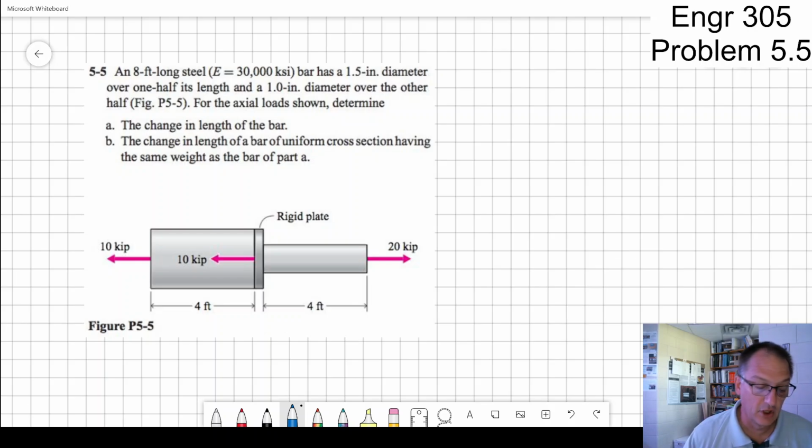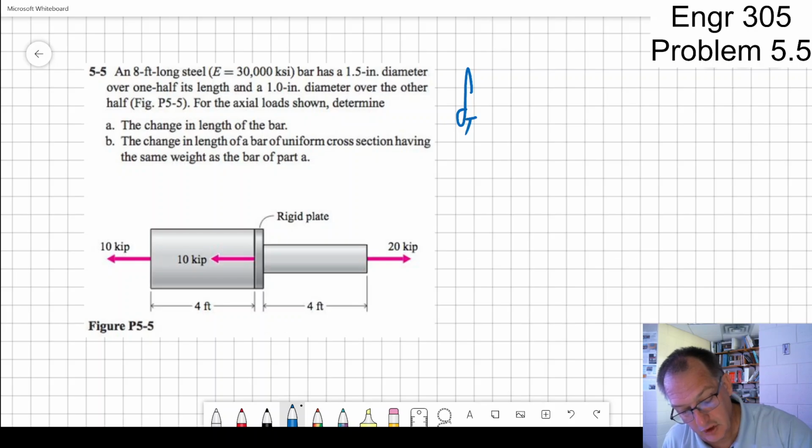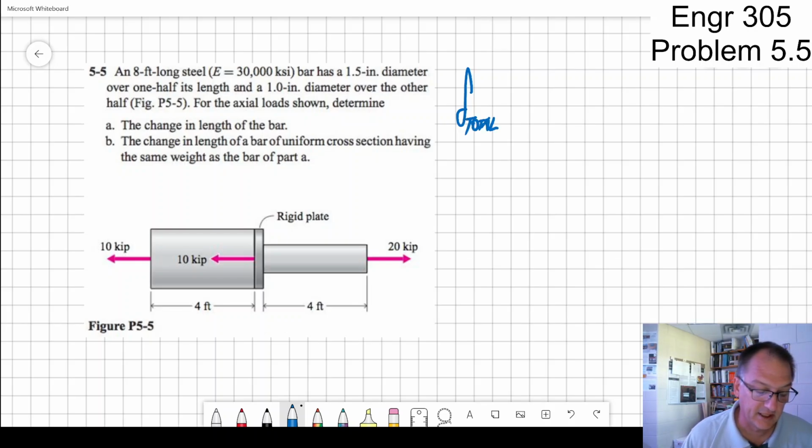For the axial loads shown, determine the change in length of the bar, so we're going to find delta total, and then find the change in length of a bar if it has a uniform cross section that would be the same weight as the bar in part A.